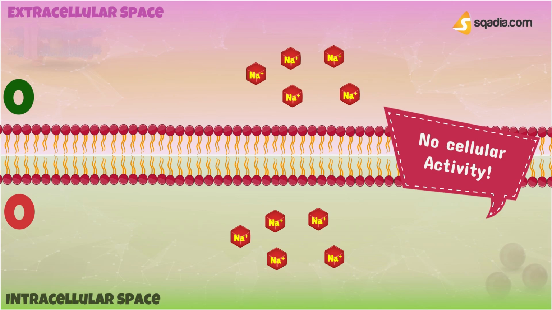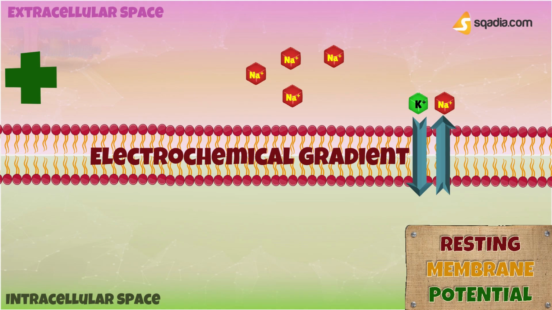So now that the charge is 0 and everything is balanced on both sides, how will I perform cellular functions like nerve impulse generation or muscle movement? Oh, you are right. So, in order for a cell to perform its functions, we need an electrochemical gradient. Yes.